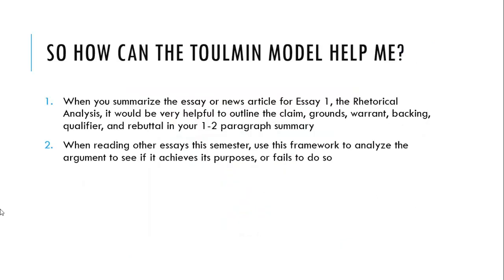So I think one of the things that will be really helpful to you as you're moving forward is that the Toulmin model will help you think about summarizing the essay or news article for essay 1, the rhetorical analysis. It's going to be really important, I would argue essential, for you to be able to outline the claim, the grounds, the warrant, the backing, the qualifier, and the rebuttal for that particular article that you are analyzing, because you're going to want to include that in your 1 to 2 paragraph summary.